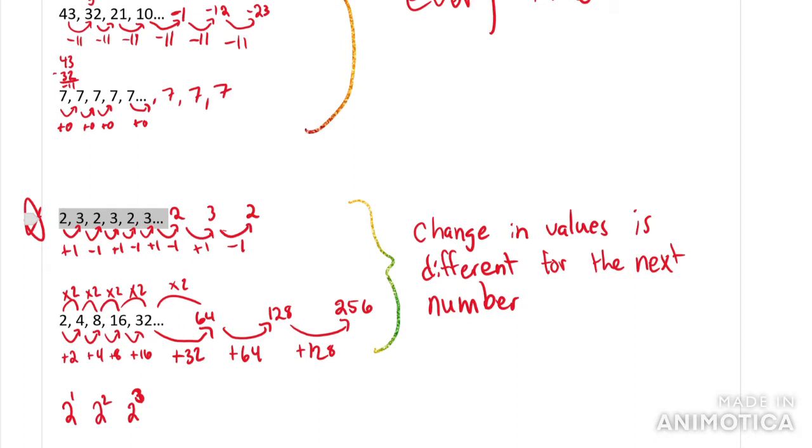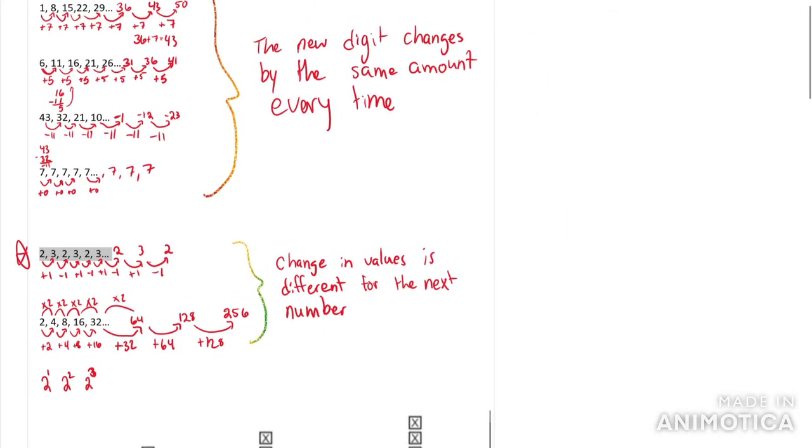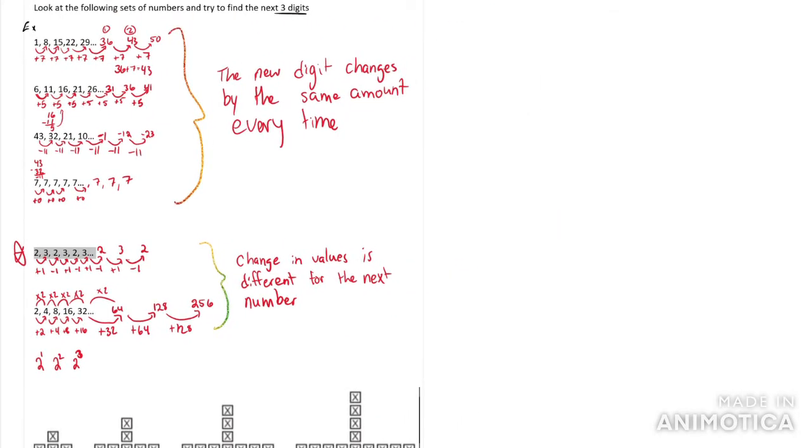And then likewise, the 2, 4, 8, 16, 32, 64, 128, 256, my gaps are getting bigger and bigger and bigger. I'm adding 2, and then I'm adding 4, and then I'm adding 8. I'm adding a different value each time. So why this is important, we'll actually get into in a little bit.